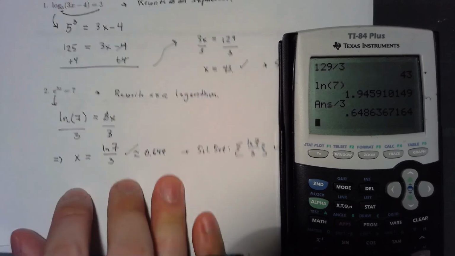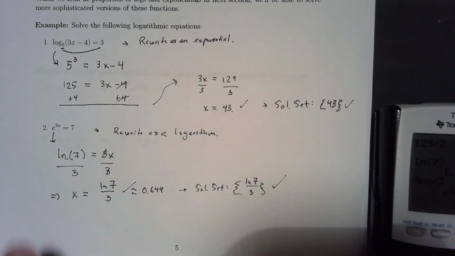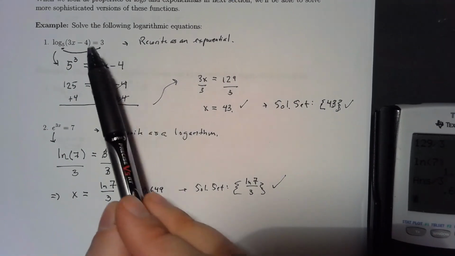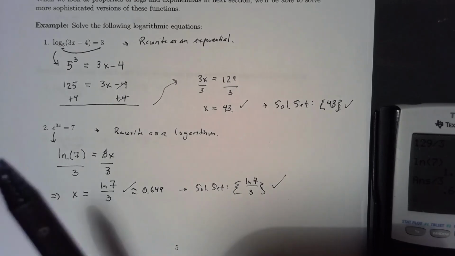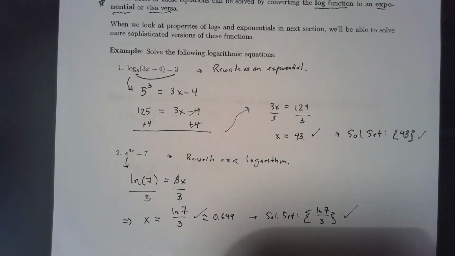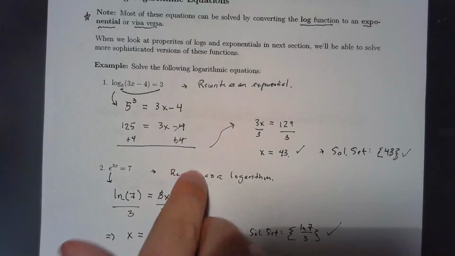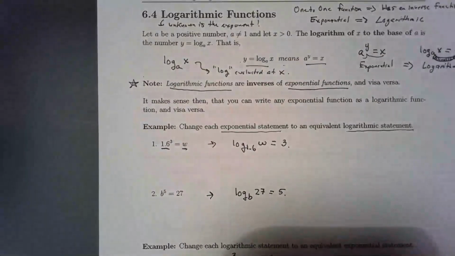So a lot of these logarithmic equations or exponential equations, there's a chunk of them that could be solved by just rewriting a logarithm as an exponential or an exponential as a logarithm and going from there. But for other kinds of logarithm and exponential equations, you can't do that. So to solve those kinds of equations requires looking at properties of logarithms, which is the topic in 6.5.